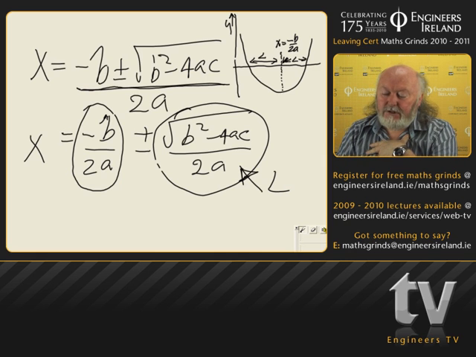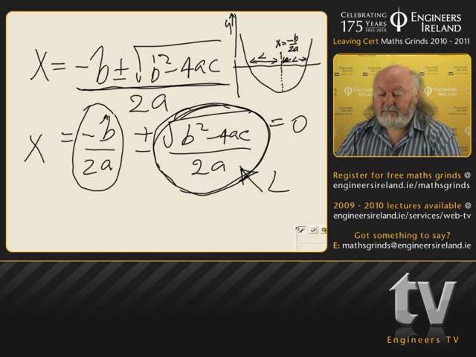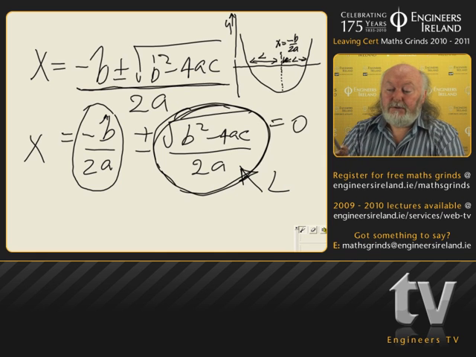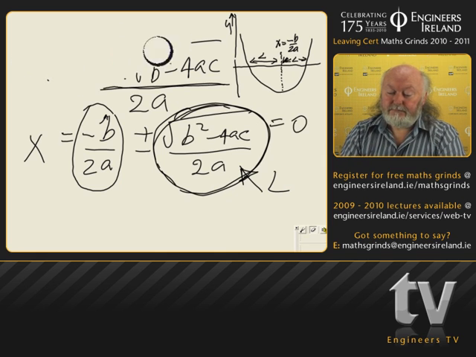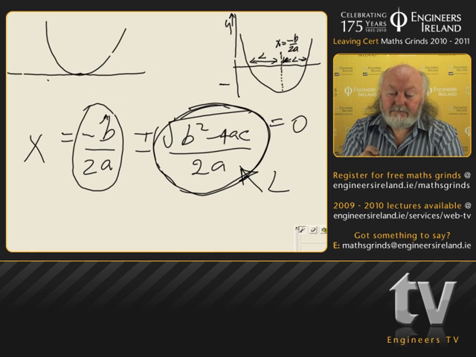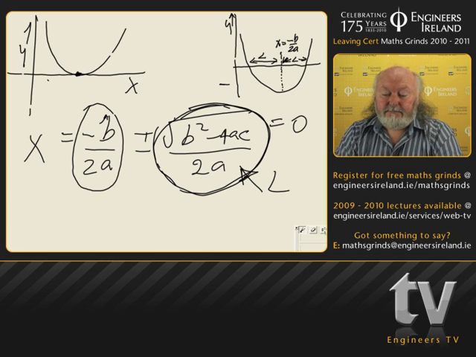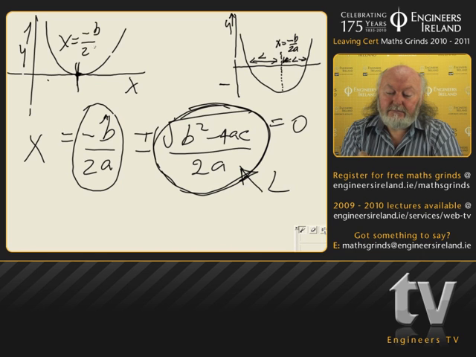Now clearly there are times when this piece here can be 0. What does that mean? That means that we have two common roots. The graph only touches at one point. Both roots are the same. When both roots are the same, their value is minus b over 2a.